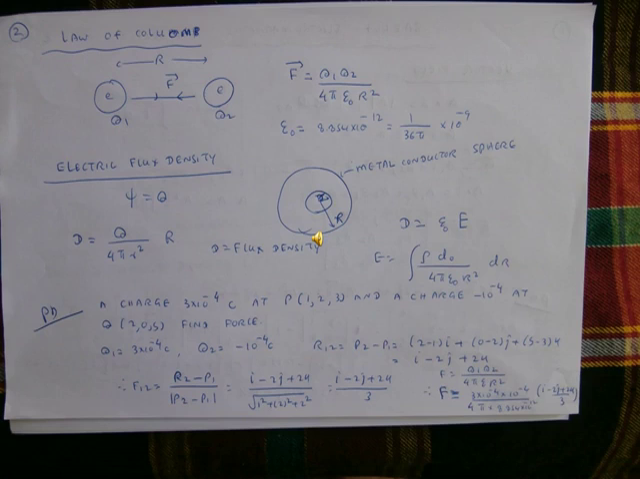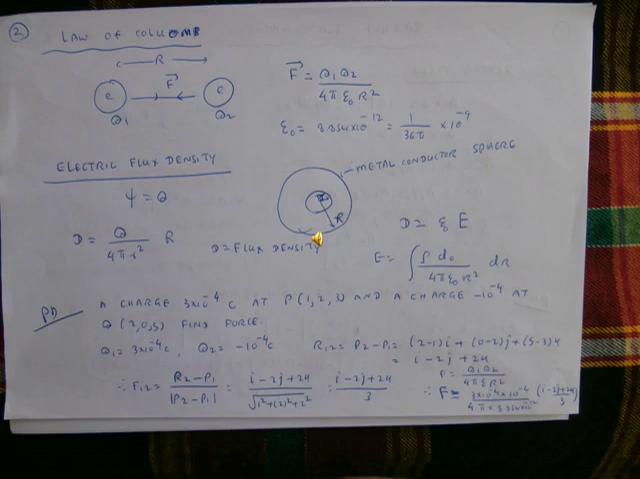So the electric flux density formula is D equals Q divided by 4 pi R square multiplied by R. In this case, D equals E0 multiplied by E, where D is the electric flux density, E0 is the permittivity, and E is the electric field. So in this case, E can be calculated. E is equal to the integration of rho dv divided by 4 pi E0 R square, dr. So this is the electric flux density equation.